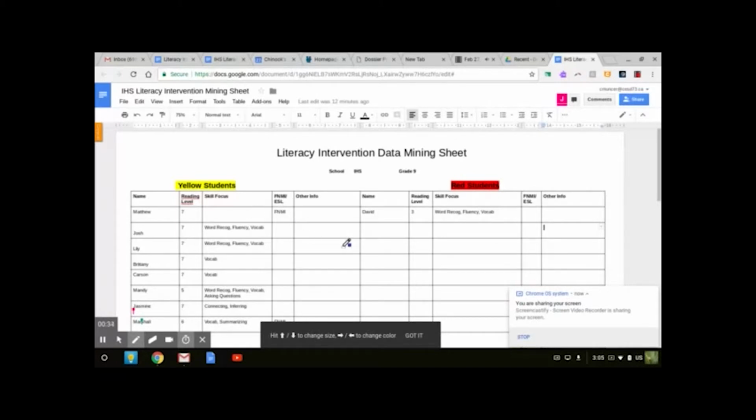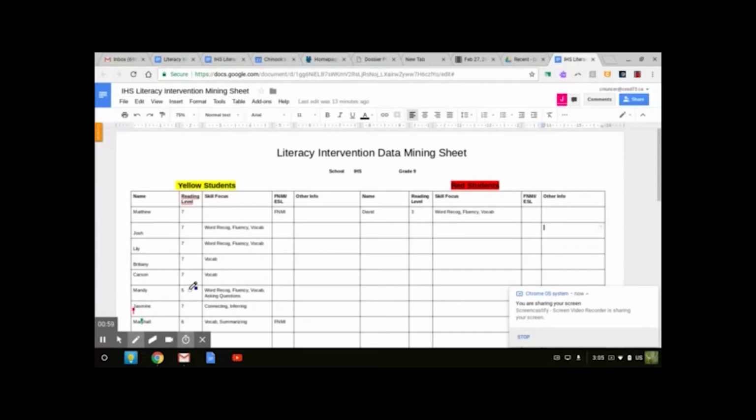Okay, let's talk kid by kid. What do you notice about Matthew? So Matthew has a blank spot under skill focus, so I don't know where to start with that student as opposed to the ones underneath him. Okay, what do you notice about the ones underneath him? Some have more skills to focus on than others, and there's quite a range of reading levels as well.